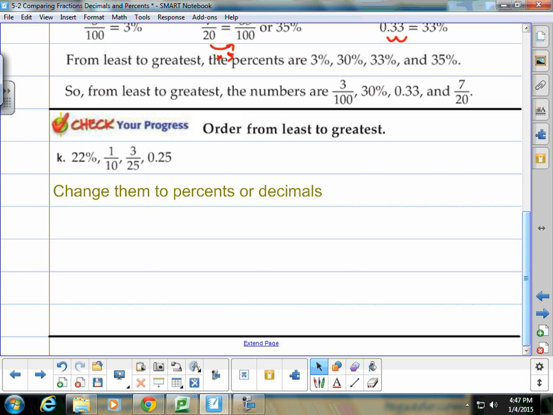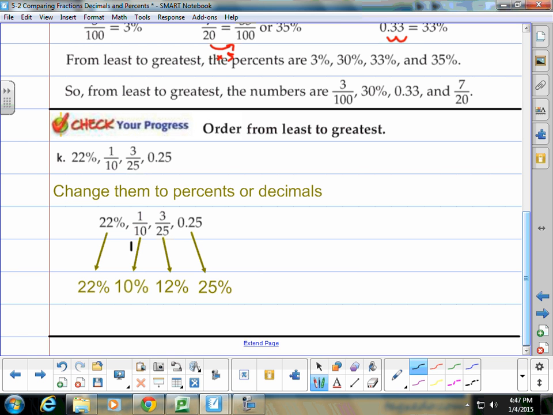I'm doing this one, so again, if you have 22%, 1/10, 3/5, and 25/100, you're going to change them to percents or decimals. In this case, you could also change them to fractions, and I'll show you that in a second. 22%, we already know it's 22%. 1/10 would be the same as if you multiplied by 10, 10 out of 100, which is 10%. You'd multiply this by 4 to get it out of 100. So we get 12/100, which is 12%. And then 25/100 is the same as 25/100. So I changed them to fractions and therefore was able to make them decimals or percents as well.